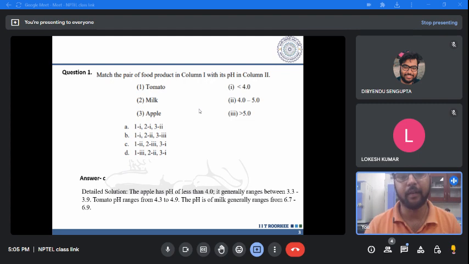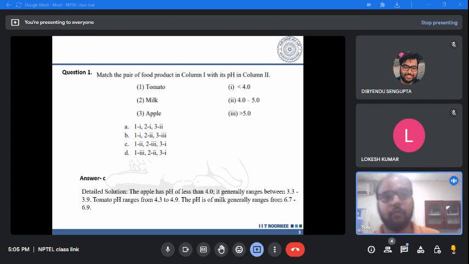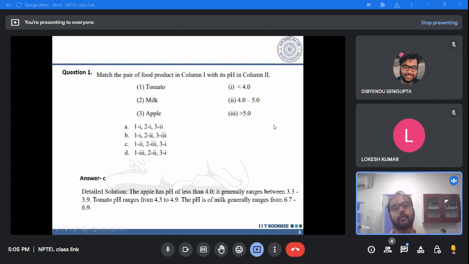Every food commodity has its pH. It ranges from 1 to 14, but mostly food commodities range from, I think, 3 to 7 or 8, because food cannot be too basic or too acidic. So it ranges in this range. So this is called high acidic food, medium acidic food, low acidic food, these kinds of things. So Divyendu, you are right. For this question, the answer will be C.